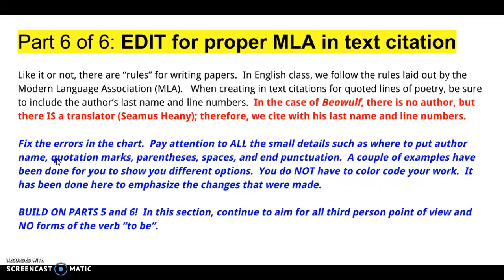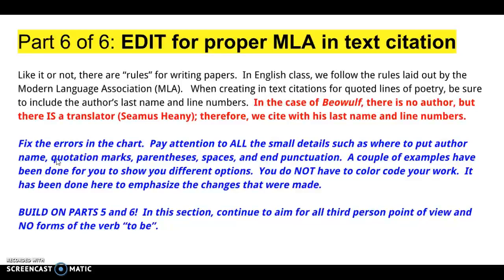All right, part 66. Edit for proper MLA in-text citations. So, like it or not, there are rules for writing papers. In an English class, we follow the rules laid out by the Modern Language Association. When you're creating in-text citations for quoted lines of poetry, you need to include the author's last name and line numbers. In the case of Beowulf, there is no author, but there is a translator, and that is Seamus Heaney. So we're going to cite his last name and the line numbers he wrote.